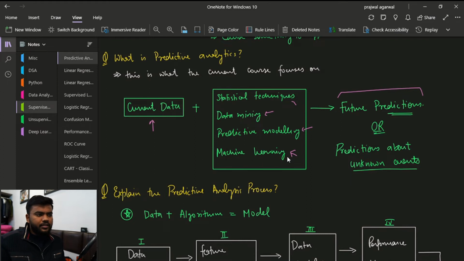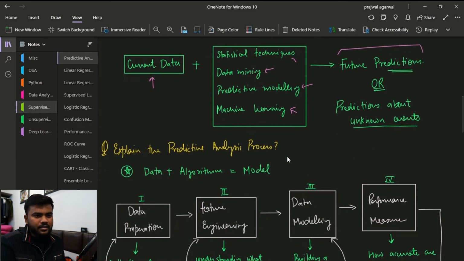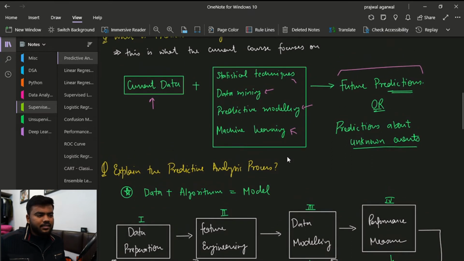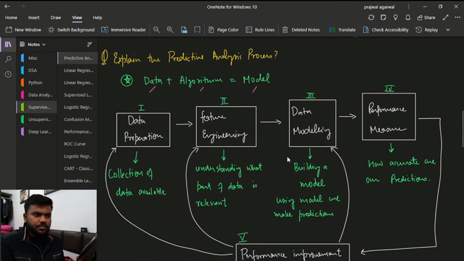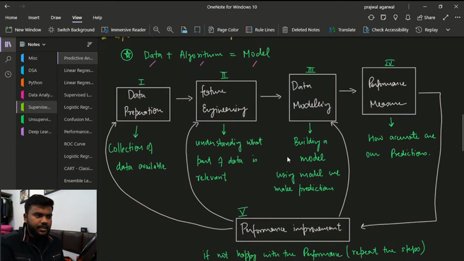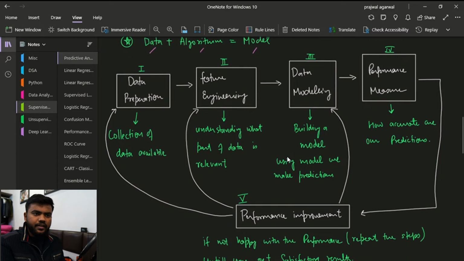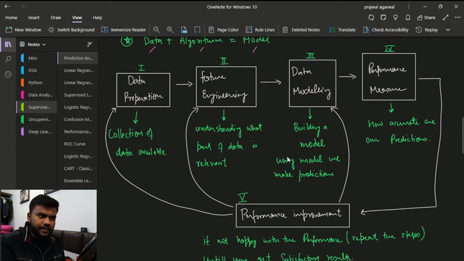If you make it simple, then I'll say just combine data with some algorithm and create a model and use that model to predict something. Okay, now we'll talk about what is a predictive analysis process. What is the life cycle of predictive analysis? Now we have 5 steps in the life cycle of predictive analysis.